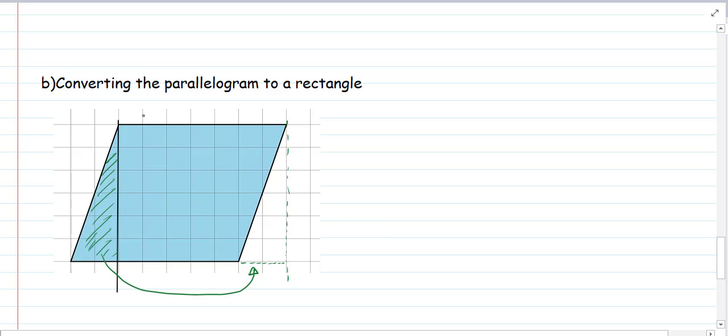Okay, now let's try to find out the lengths here. 1 2 3 4 5 6 7. Here the length is 7 centimeters, right? What would be the height? Height is 1 2 3 4 5 6. This height is 6. Let's write it in centimeters.